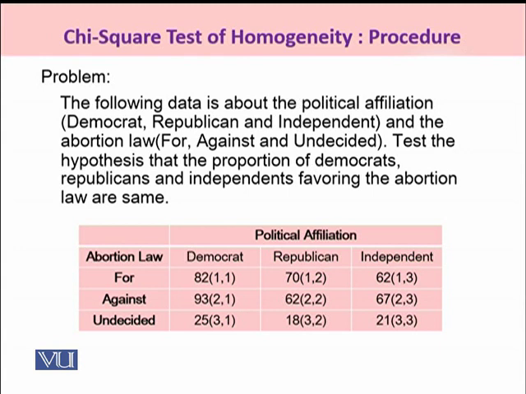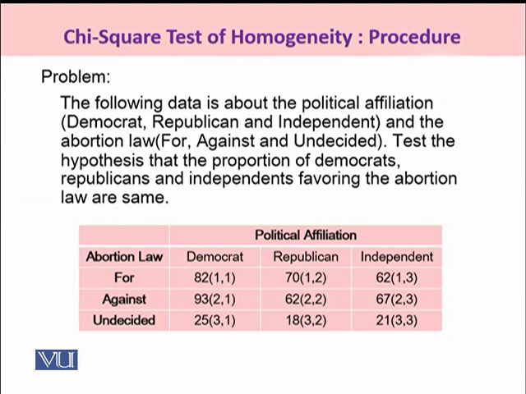The problem is stated as: the data is about political affiliation, where there are three categories under that: Democrat, Republican and Independents. And the next variable, which is categorical in nature, is about abortion law: for, against and undecided. So there are three categories for that. We have to test the hypothesis that the proportion of Democrats, Republicans and Independents favoring the abortion law are the same.